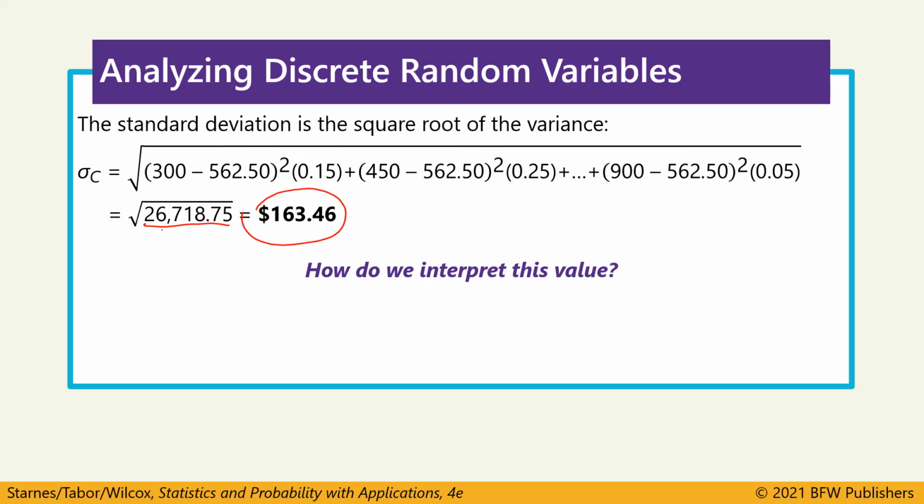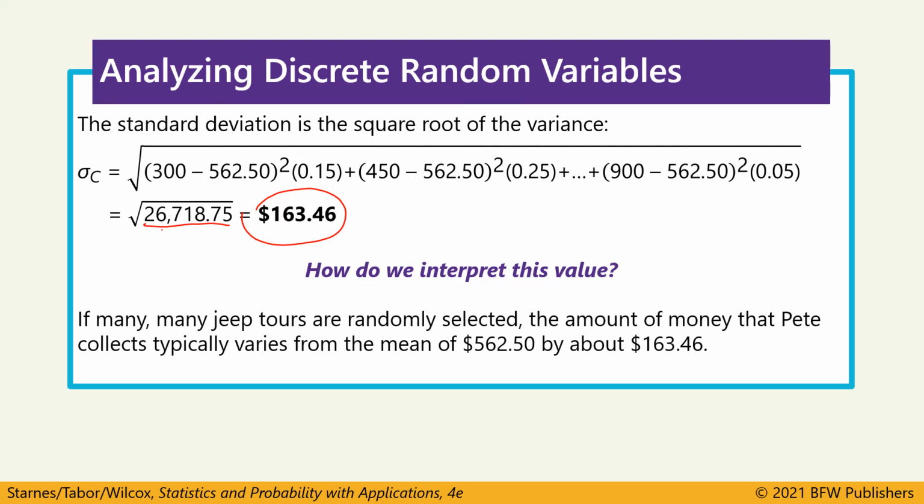As to how we interpret this, it's the same as it was previously. It's the average distance from the mean, which in this case, if we look at many Jeep tours, the amount of money that Pete collects typically varies from the mean of $562.50 by that standard deviation, $163.46.